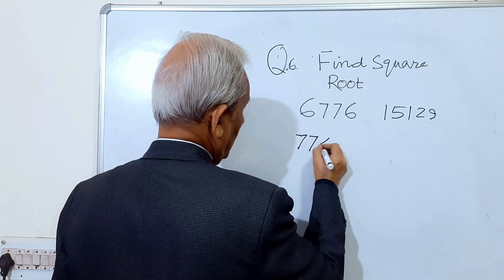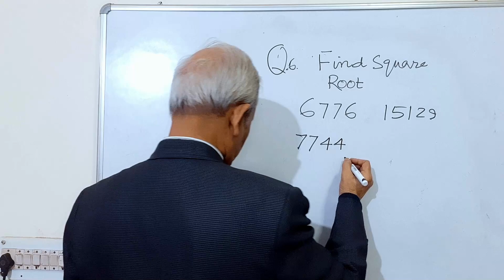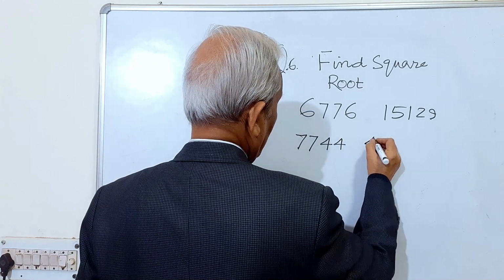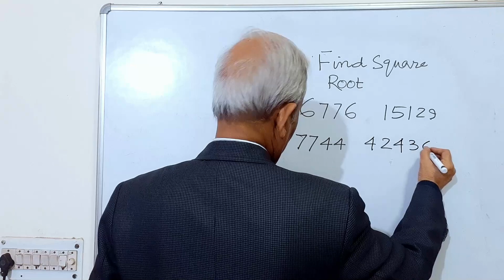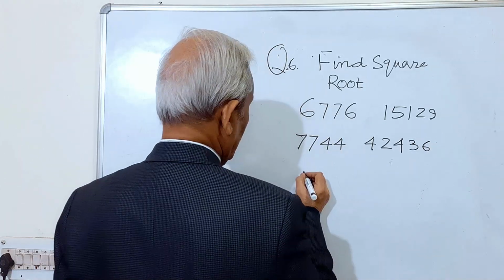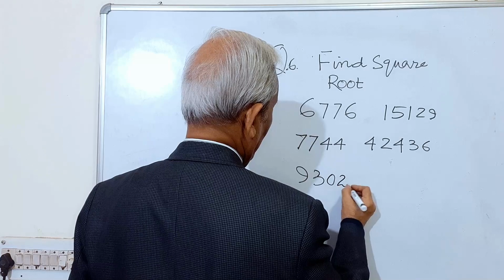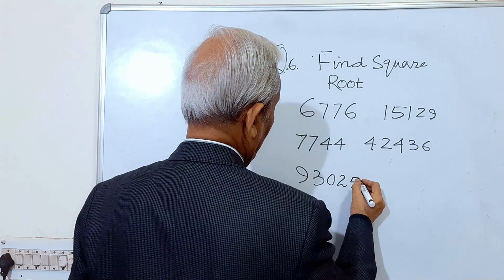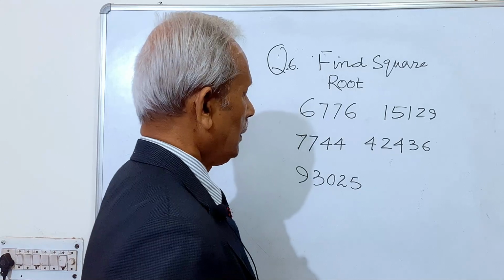7744. And 42436. And 93025. Now, how do you know that these are all perfect squares?